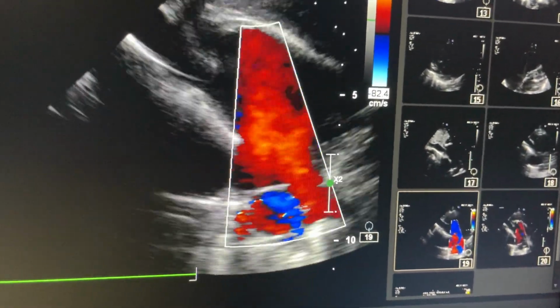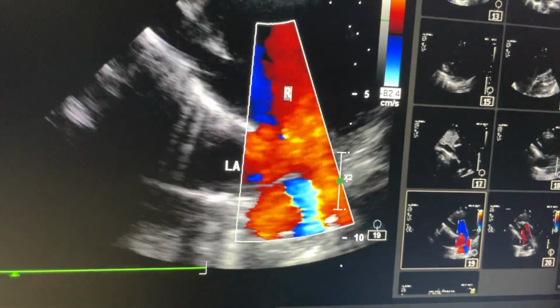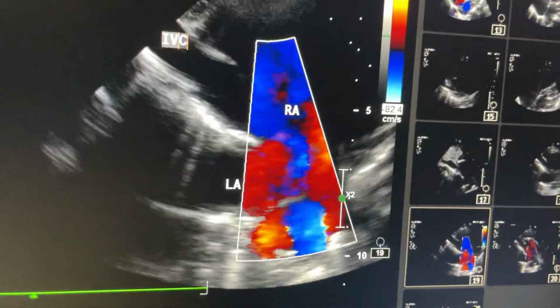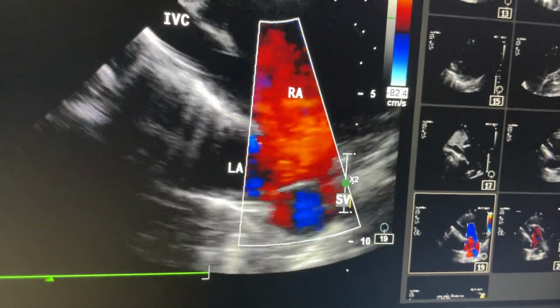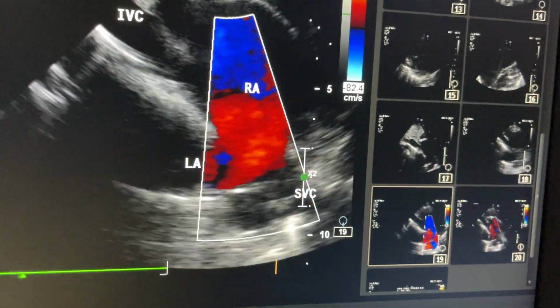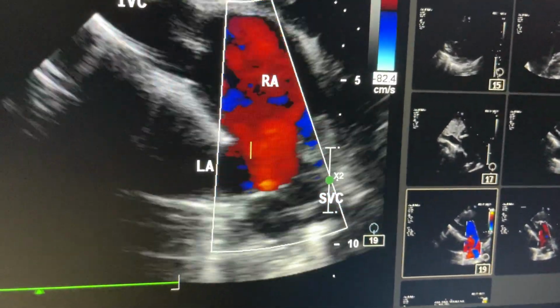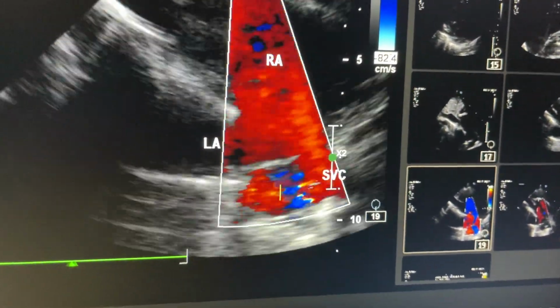So this is the left atrium. This is the right atrium. This is the IVC and this red one is the SVC, and this portion is the ASD. This cursor is known as the ASD. This is the right pulmonary artery.